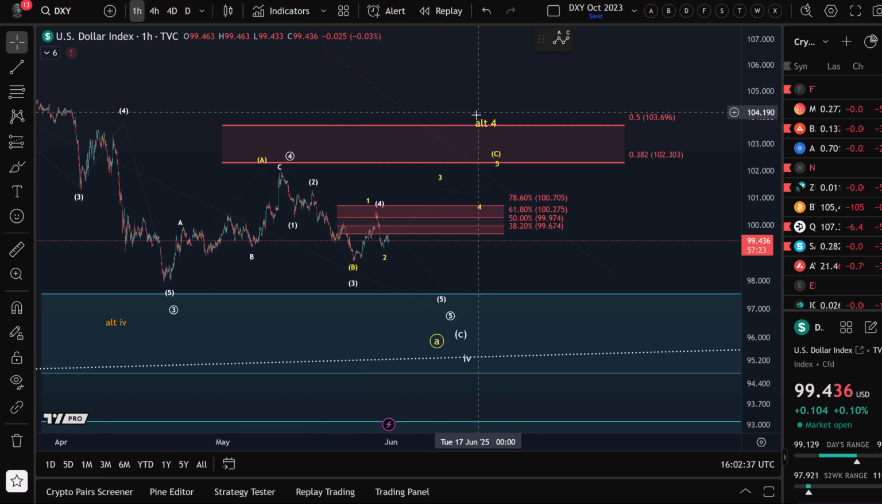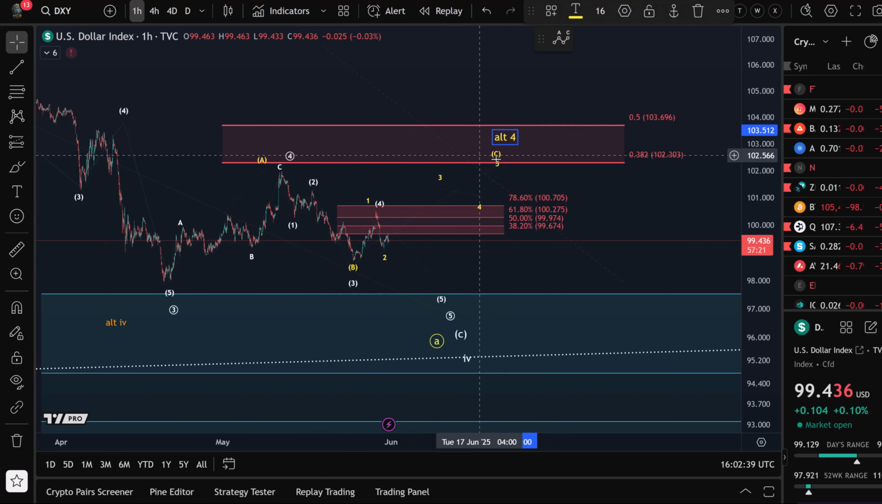So the yellow scenario, in which we might get another rally into resistance between $102.30 and $103.69, is a valid and plausible scenario as long as we are holding above the last swing low that formed at $98.70. We would like to see a break above the last high at $100.53 to confirm this scenario further.